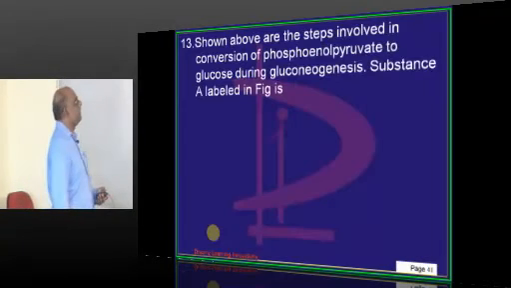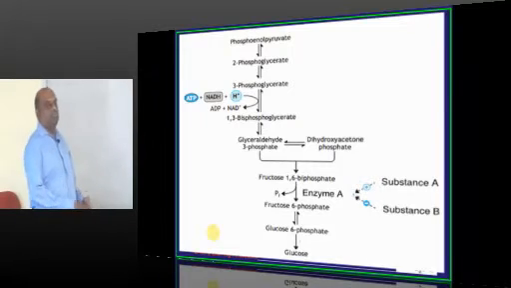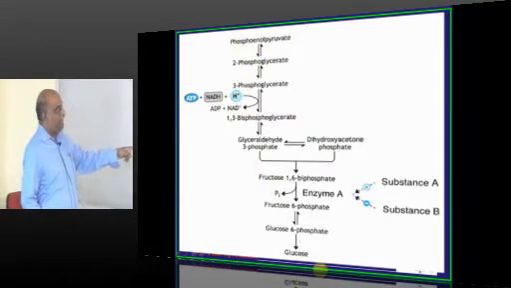Now doctor, conversion of phosphoenol pyruvate to glucose. You had been given a pathway.